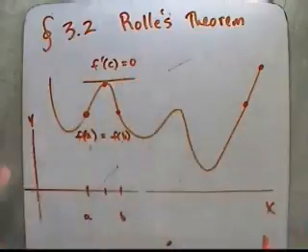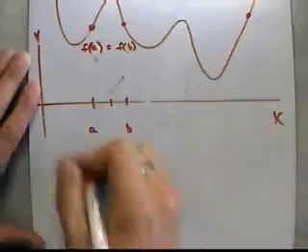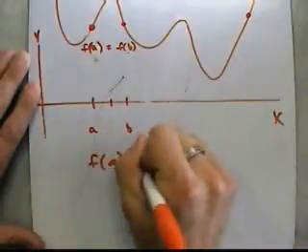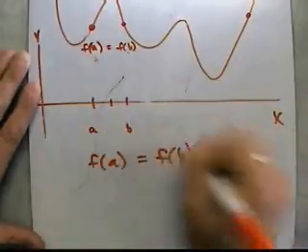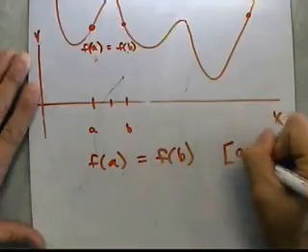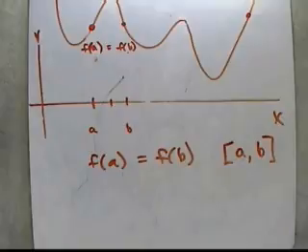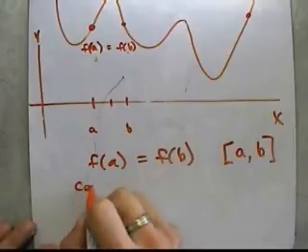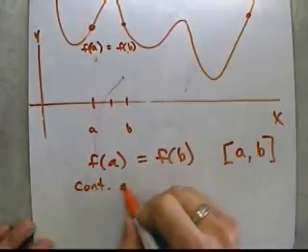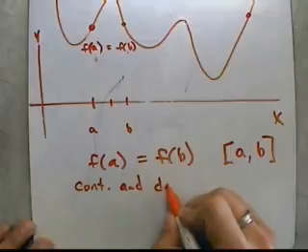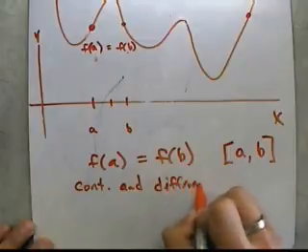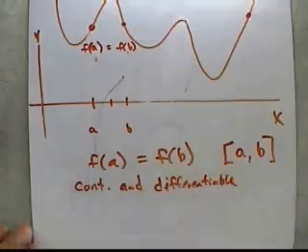Okay? Stipulations are this. First off, f of A has to equal f of B, and that has to be on the closed interval A to B. If it's an open interval, then you can't really have that point, so it kind of negates what we're talking about here. You can't have the endpoints be the same. And the other two things, it has to be continuous, and it has to be differentiable. So two key things that it has to be.